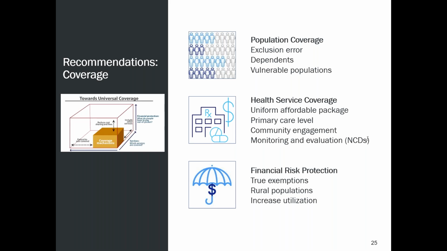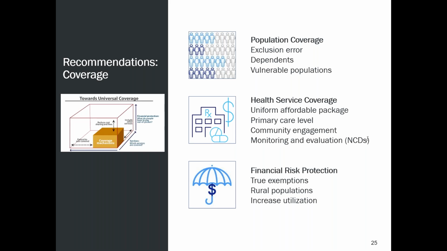Now, for the financial risk protection, we would suggest to ensure true exemptions. One forthcoming research indicates that hospitalized poor people spend on average $80 per hospitalization. So to make sure that they get really truly exempted.